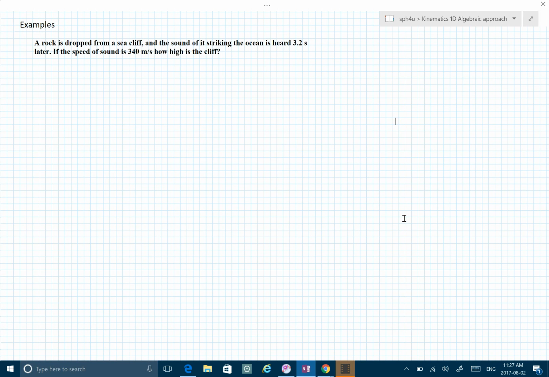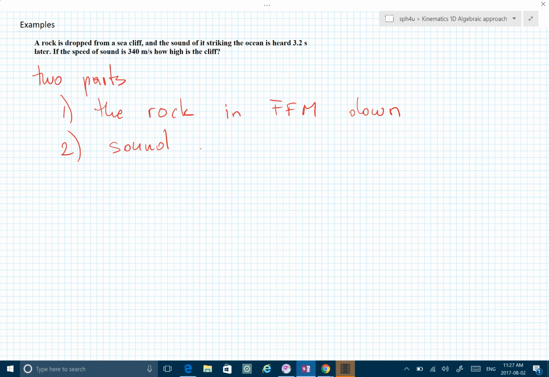All right, so we read the question. Remember, it involves two parts. The first part is the rock, and the second is the sound. One is the rock in free fall motion, going down, and two is the sound in uniform motion coming up. So that's what we're going to use to find the height of the cliff.